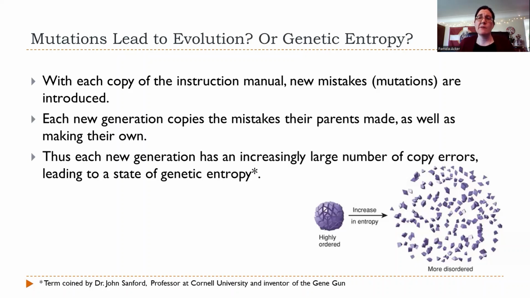And as we have an increasingly large number of copy errors, we're headed towards not a new organism, not a giraffe evolving into a giraffe with wings, or a giraffe evolving into something that can eat a different kind of food or prey on lions or something like that. What we're heading towards is a giraffe that is no longer going to work. What we're heading towards is total genome collapse. And that concept is genetic entropy.